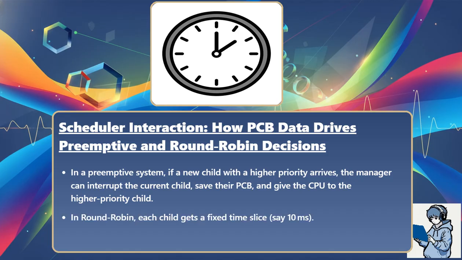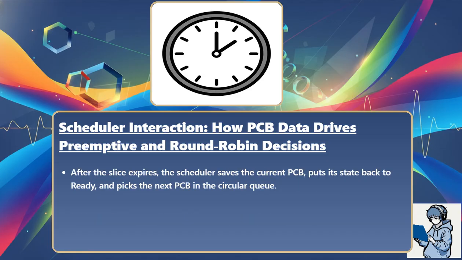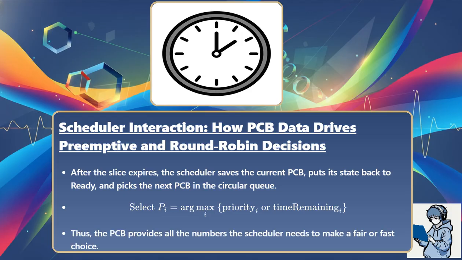In round robin, each child gets a fixed time slice, say 10 milliseconds. After the slice expires, the scheduler saves the current PCB, puts its state back to ready, and picks the next PCB in the circular queue. Select P_i = argmax_i {priority_i, or time remaining_i}. Thus, the PCB provides all the numbers the scheduler needs to make a fair or fast choice.